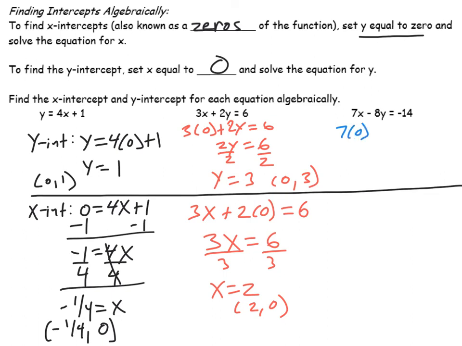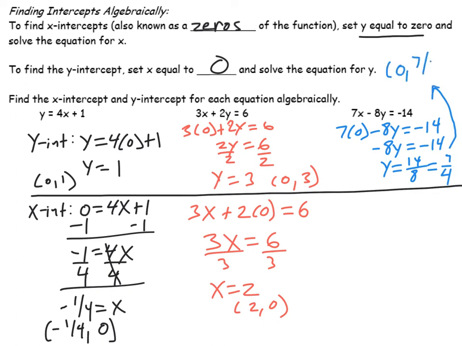Y-intercept, 7 times 0 minus 8y equals negative 14. Low on space here, so I would divide by negative 8. Negative over a negative would be positive. Oh, 14 over 8. Both divisible by 2. Let's call that 7 over 4. I'm going to put this up here, which means if x is 0, the y value would have to be 7 over 4. Again, I got a fraction. Big deal, right? You'll see that happen.